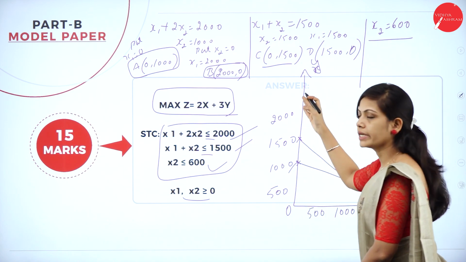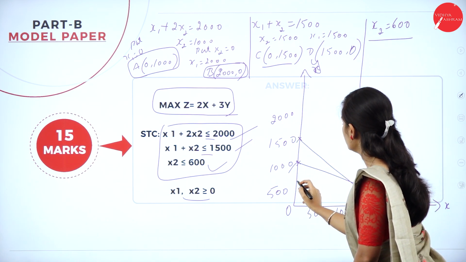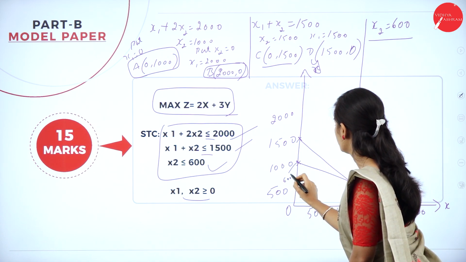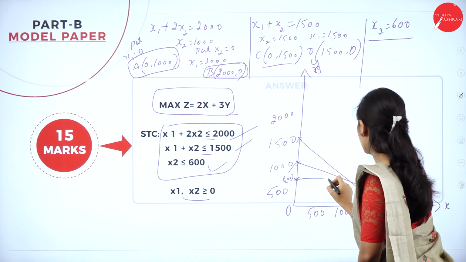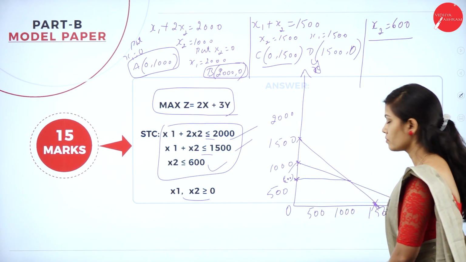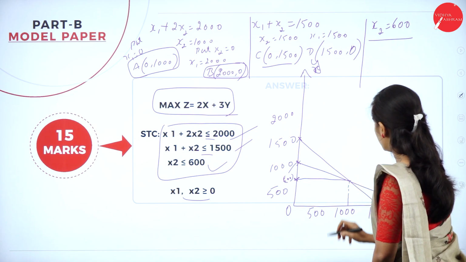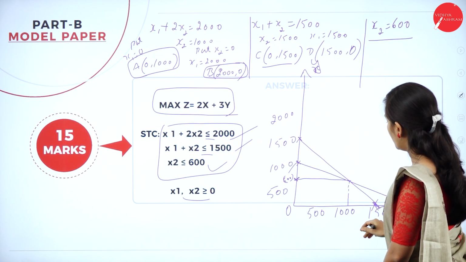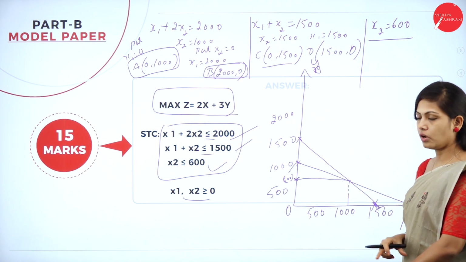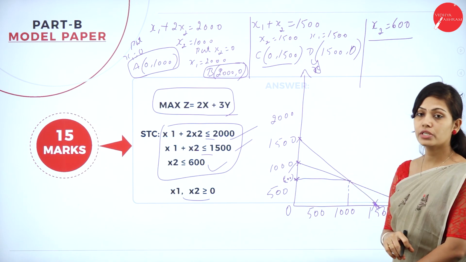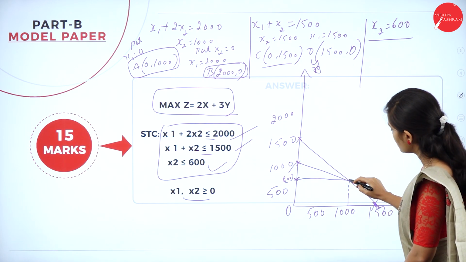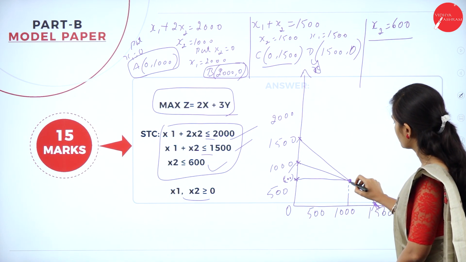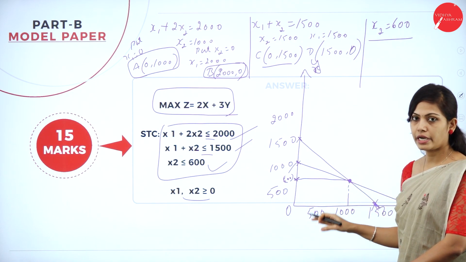And the last one is x2 is equal to 600. So x2 means its y value. So here, this is my x2 value, that is 600. So now I'll join this 600 point with a line parallel to the x-axis, because the x1 value is not there. So now you can draw the feasible region. Here 3 lines are connected to each other at intersection points. Now we have to mark which is the feasible region.